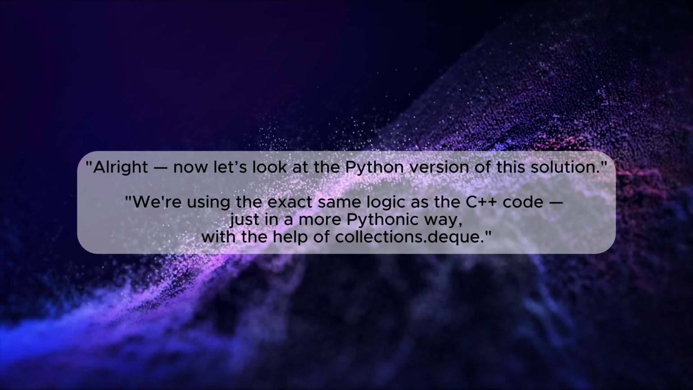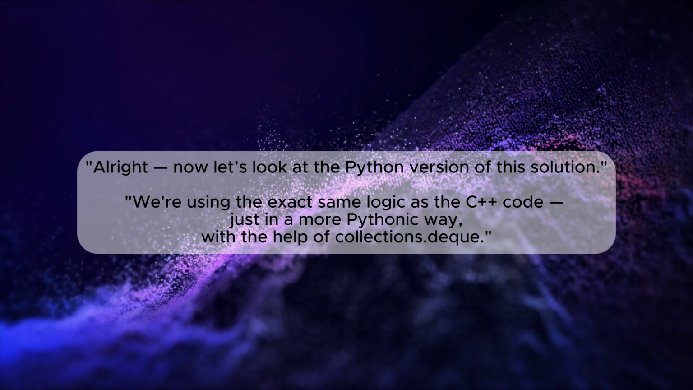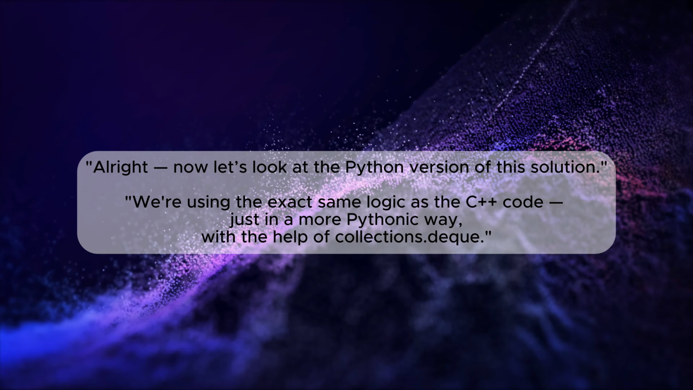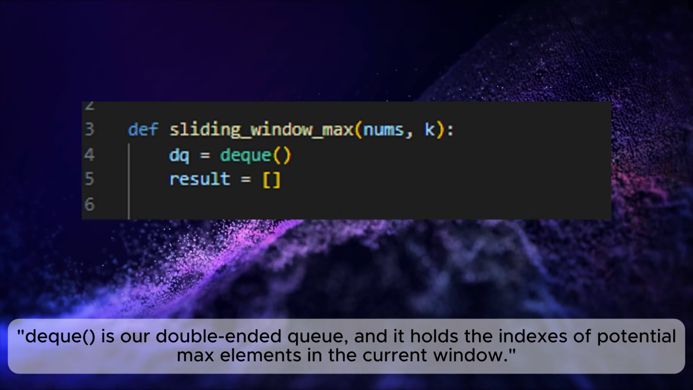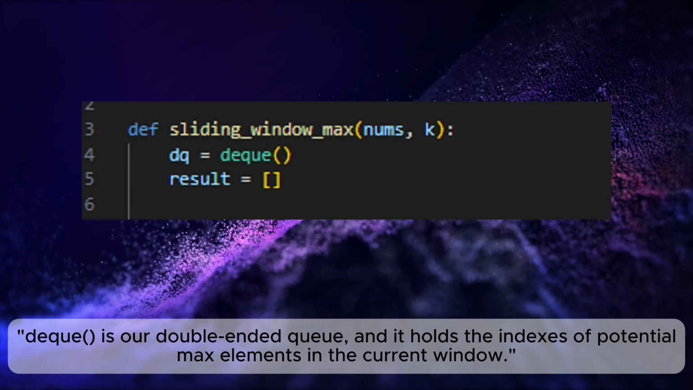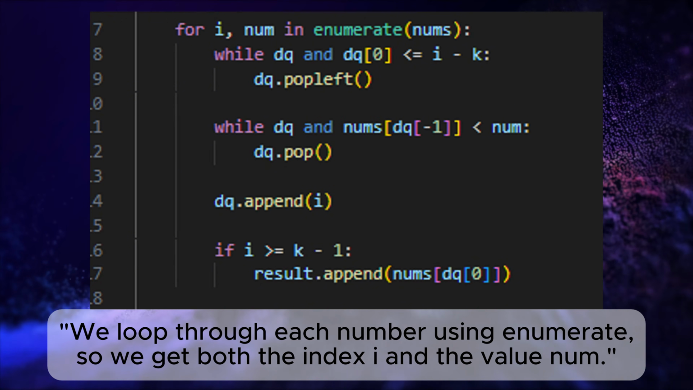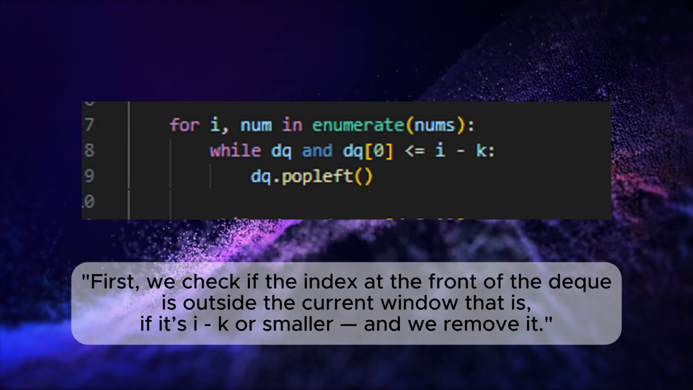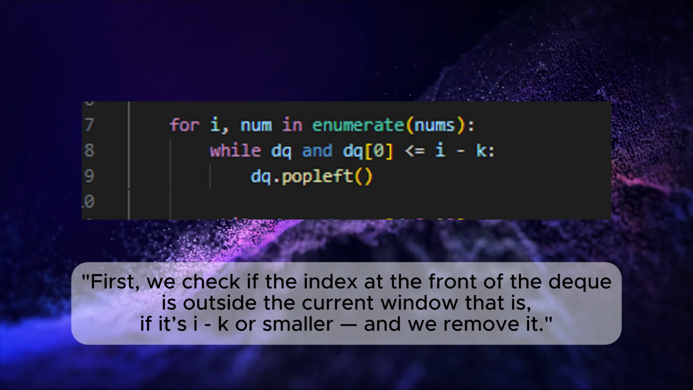All right, now let's look at the Python version of this solution. We're using the exact same logic as the C++ code, just in a more Pythonic way, with the help of collections.deque. Let me walk you through this, line by line. The deque is our double-ended queue, and it holds the indexes of potential max elements in the current window. We loop through each number using enumerate, so we get both the index i and the value num. First, we check if the index at the front of the deque is outside the current window.